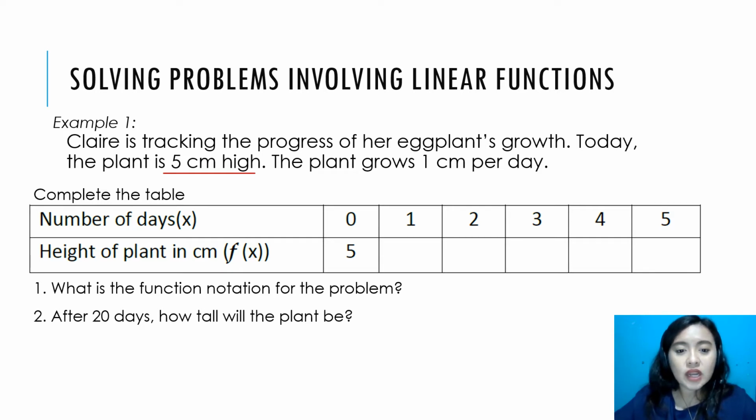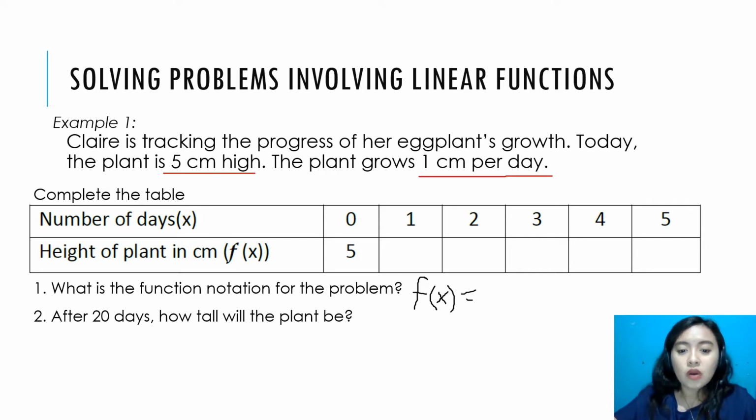The second one is naingon siya na the plant grows 1 centimeter per day. 5 cm siya karon pero padayon na nagtubo ang plant. Iyahang rate sa iyahang pagtubo is 1 centimeter per day. So, unsaon man nato na siya paghimo into a mathematical statement or a function notation. Okay, so since this is a function, gamit ta og f of x.